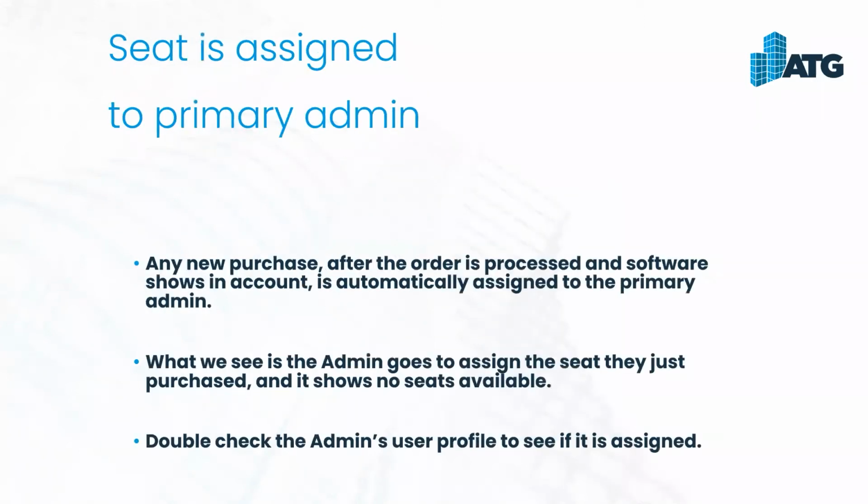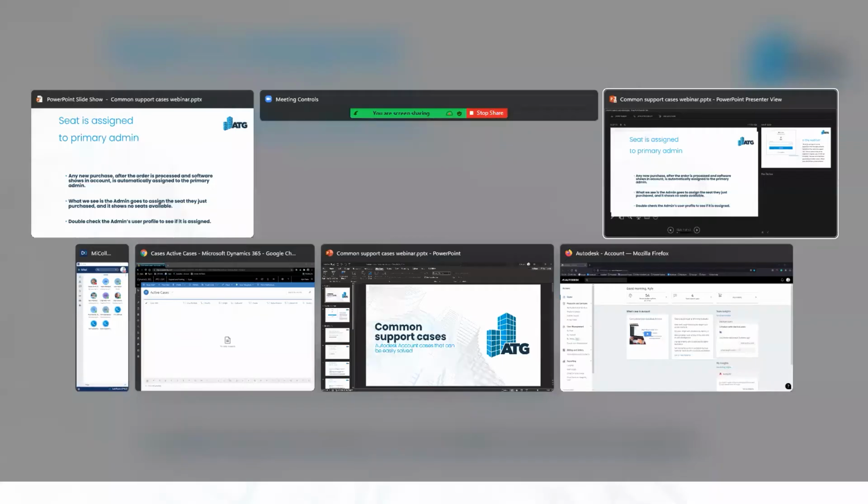So here, the very first one, again, as I was mentioning, the seat is assigned to the primary admin. When the order is processed, it automatically goes through and assigns the primary admin that seat. So you'll have to go through and look into the admin and see if they're assigned a license. So I'll show what this looks like here.